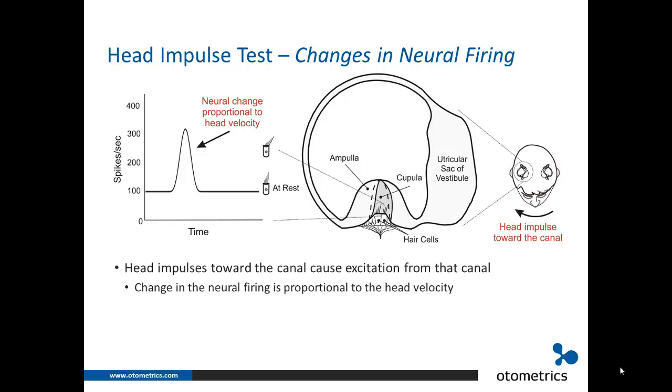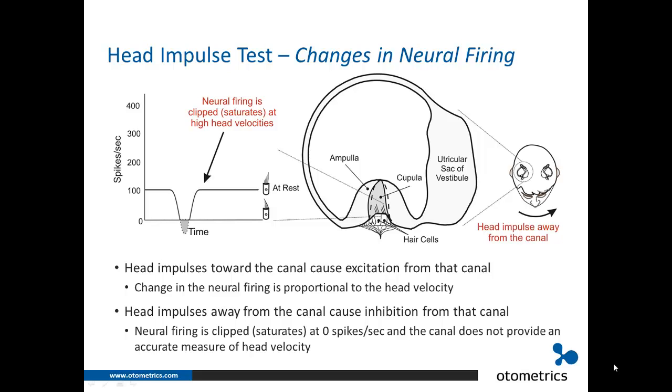For example, head impulses to the right cause the neural firing from the right labyrinth to increase rapidly from the baseline and to return to it very quickly. The change in the neural firing for fast head movements, like head impulses, is proportional to the head velocity. As a result, this signal can be fed directly to the oculomotor system to generate VOR eye movements.